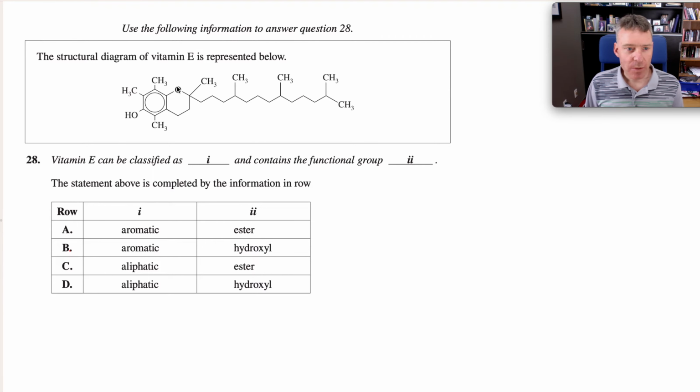Back to something a little bit more straightforward, sort of more knowledge. Vitamin E is classified as blank, so what are our options? Don't think about it. Aromatic and aliphatic are the only two options, and we see one of those benzene rings that makes this aromatic. And contains what functional group? Don't think of them all. We only have two options, ester or hydroxyl. So I do see a hydroxyl right away there.